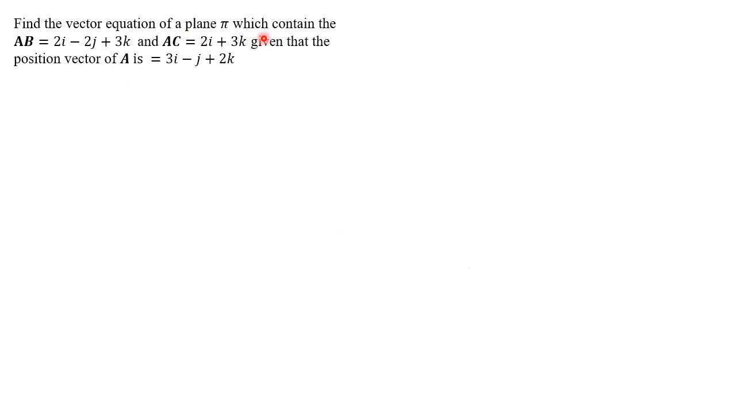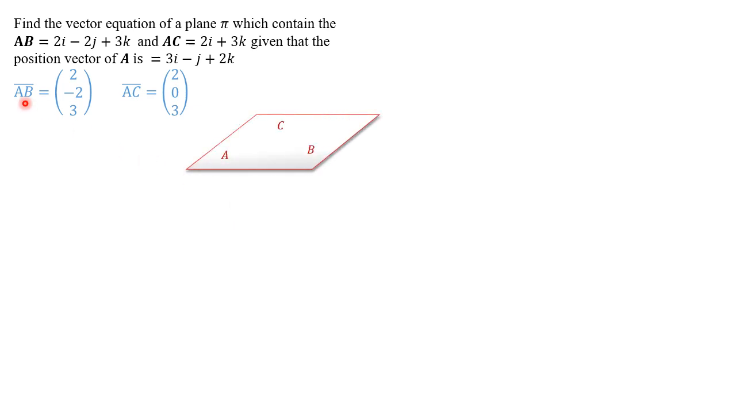Find the equation of the plane which contains vectors AB and AC, given that the position vector of A is 3i minus j and 2k. So let's see how it looks on the diagram. Alright, so we have vector AB and vector AC. Generally we know that if you do the cross product of AB and AC, this will give us the normal vector.